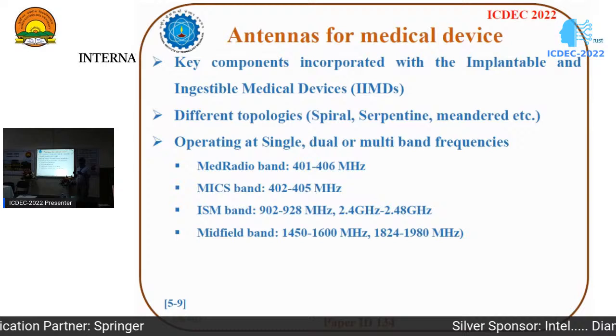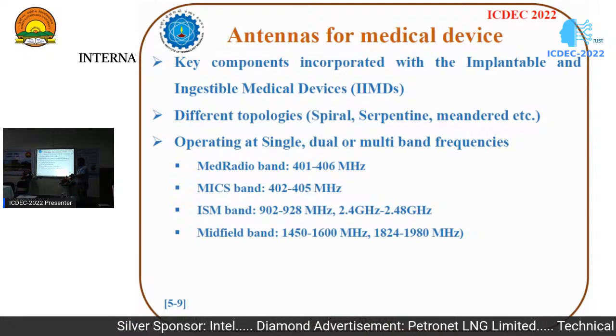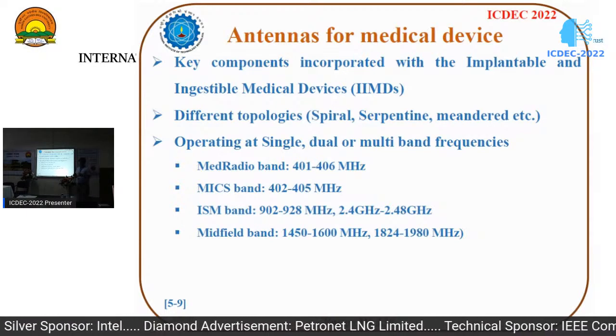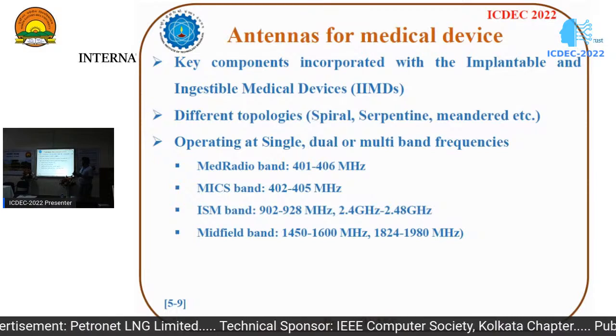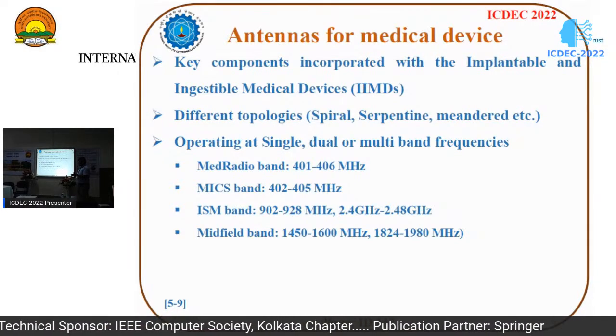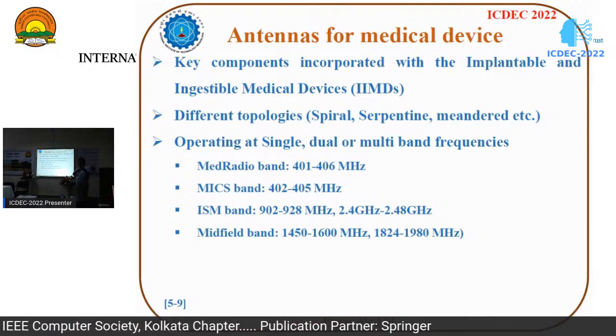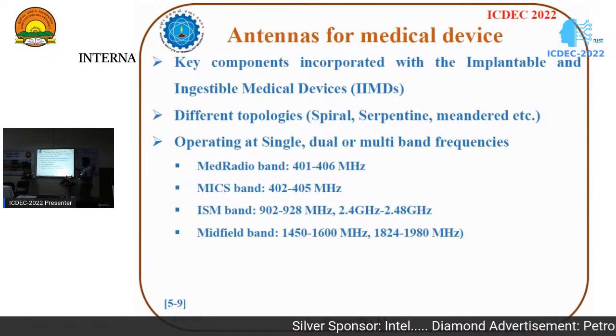To make the device itself small, there is a relation with the size of the antenna also. So to reduce the size of the antenna, we have to make it electrically small. To make an electrically small device, we have to change the structure of the device so that its electrical length may be larger, so that the frequency may be reduced. So these spiral and serpentine topologies work on different medical bands.